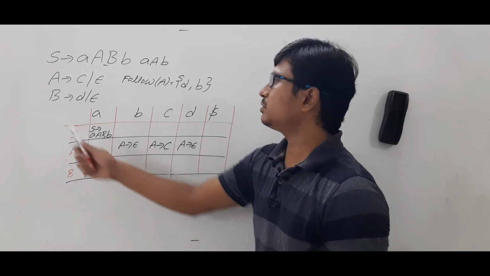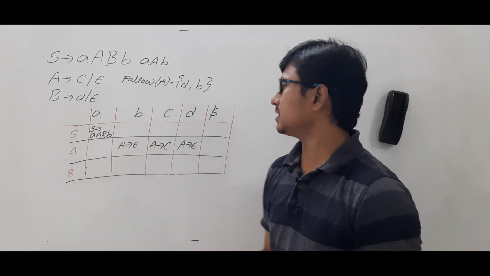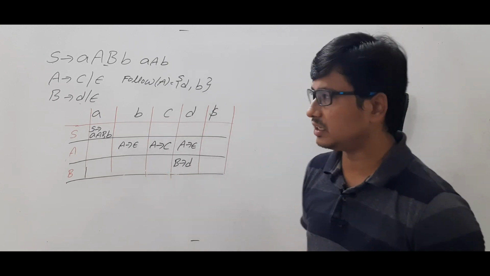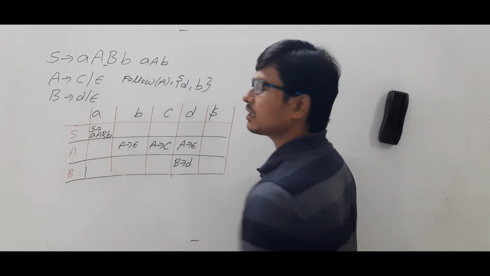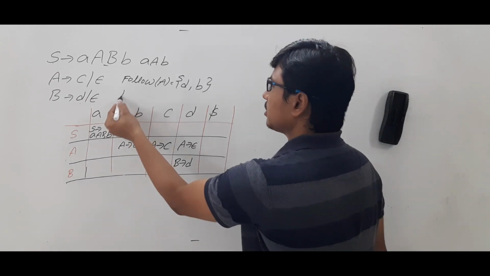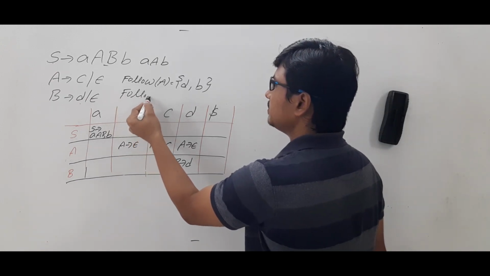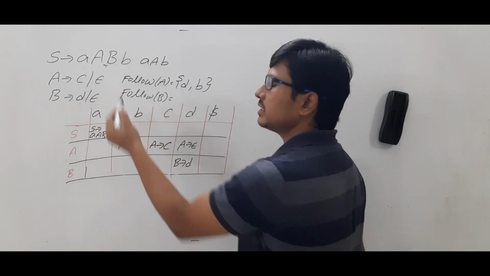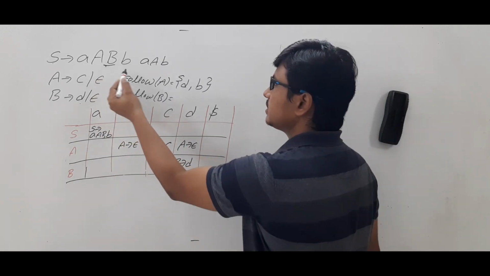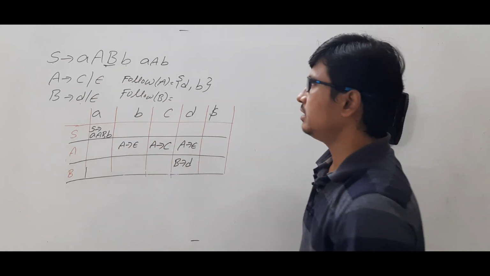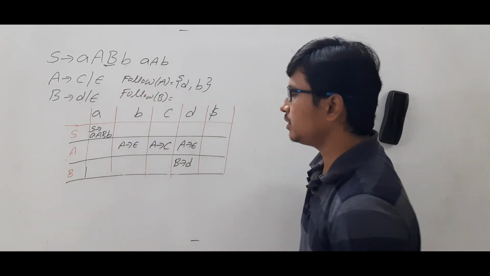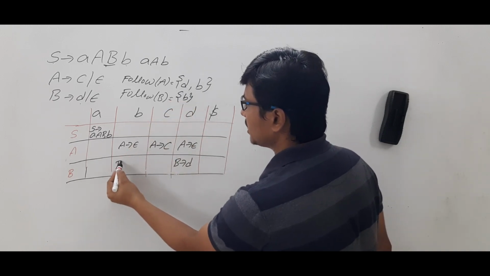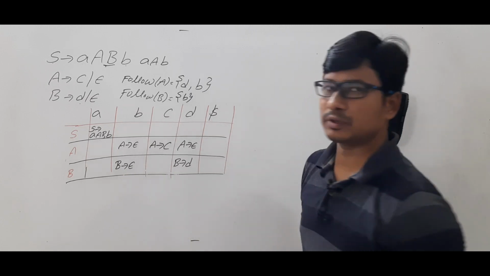Similarly, I need to check this production. B determines D. I will keep it in the D column only because first of D is D. And B determines epsilon, where I will compute the follow of B. How will I compute the follow of B? I need to look at where B is there in the right hand side. Here it is there. Compute the first of the next symbol. First of B is B only. So the follow of B is B, and you will keep B determines epsilon here.